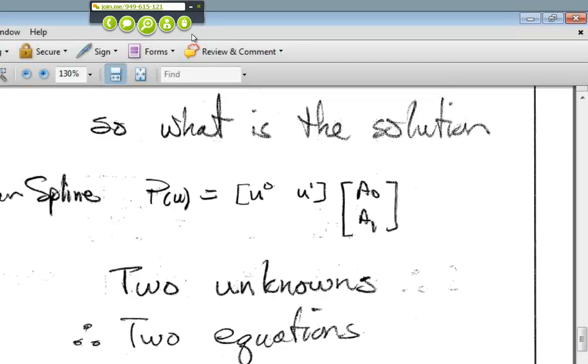Our second equation, we now want u to be what? 1. U to the 0, but u is 1, so 1 to the 0 is still 1. U to the first, where u is 1, we get 1. And so those are our 2 equations that we have to set up.